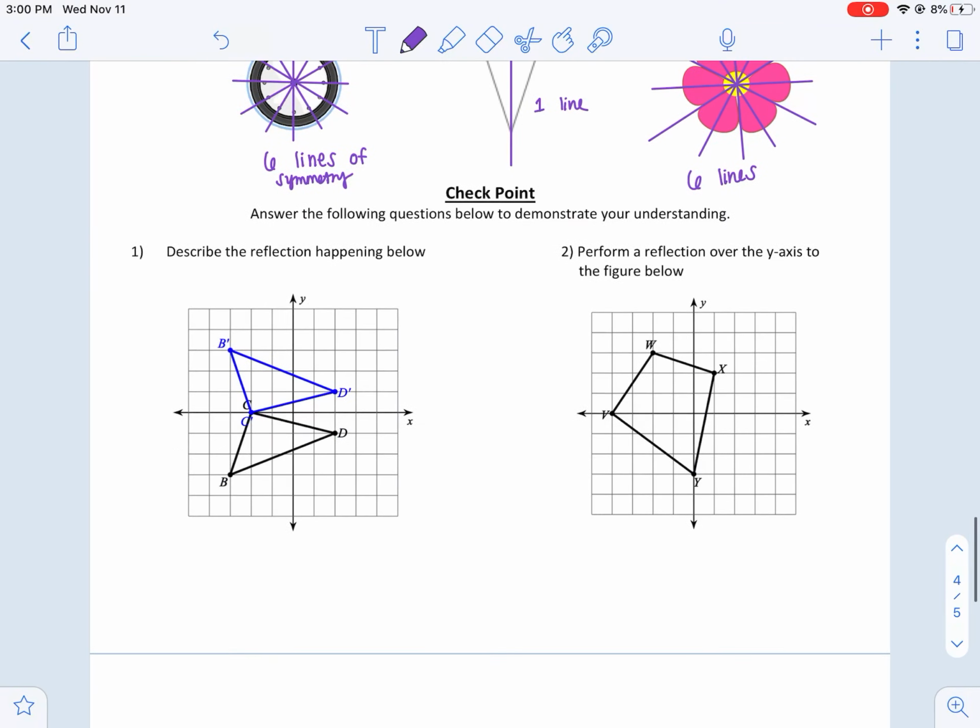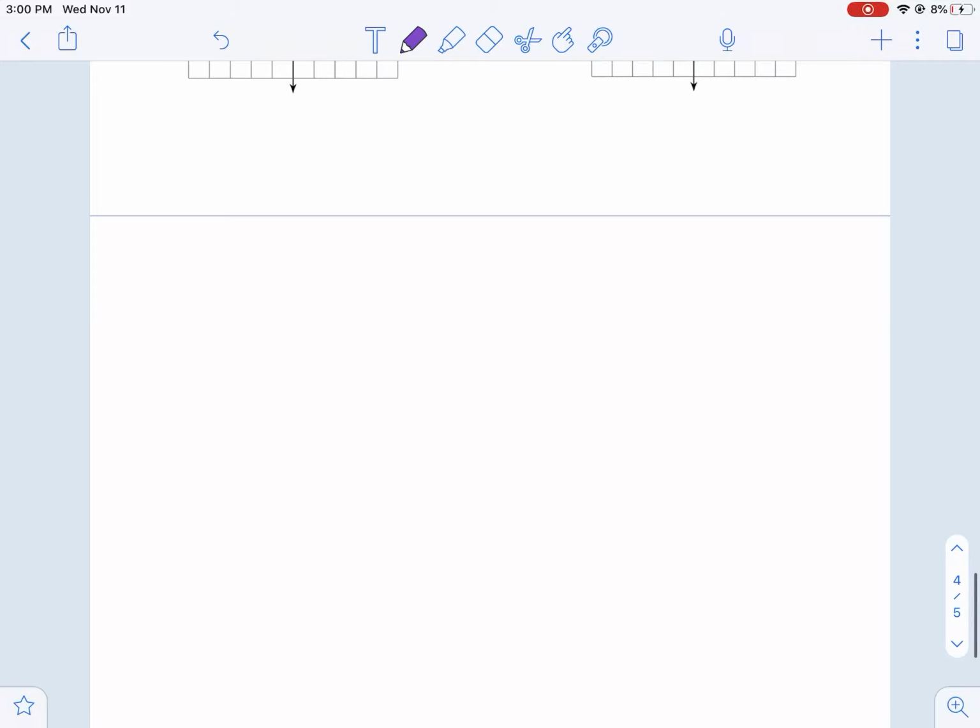Okay, now here is a great checkpoint. All I want to see is, do you understand what I just explained to us? You're going to not only describe the reflection happening here, but you're also going to perform the reflection over the y-axis. Okay, now before you go, let's make a list of rules, okay?